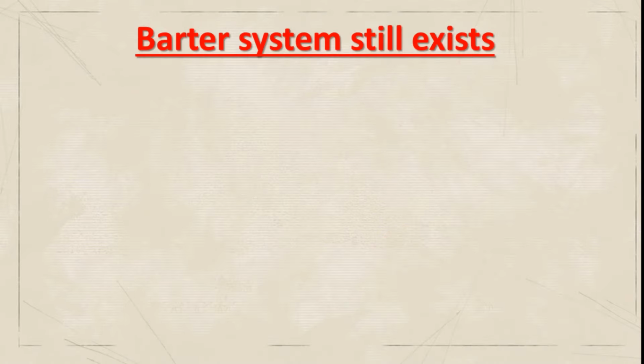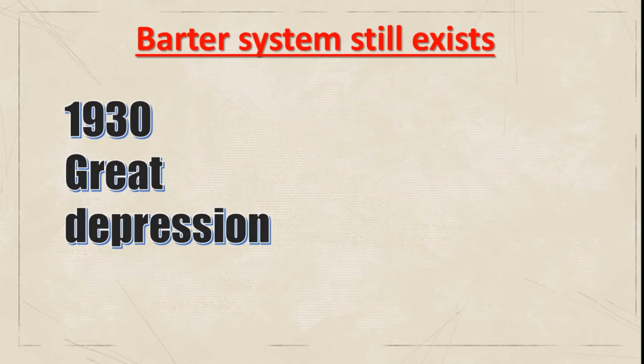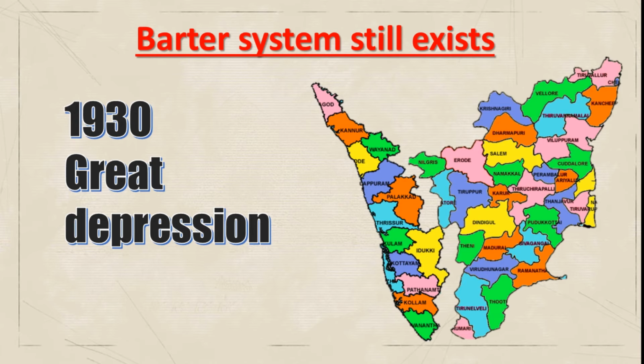Guys, one thing I would like to tell you, barter system has still not come to an end. Although it is very rare nowadays to see barter system in very remote corners of the world, barter system still exists. And when there was Great Depression in 1930, people started using barter system again as the people had no money during the financial crisis and people were exchanging food and other essential goods and services with each other. And barter system still exists in some places between the border of Kerala and Tamil Nadu, and in Kantalore, a city in Kerala, the old system of barter system is still followed.